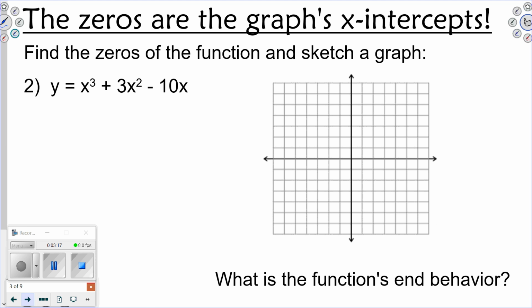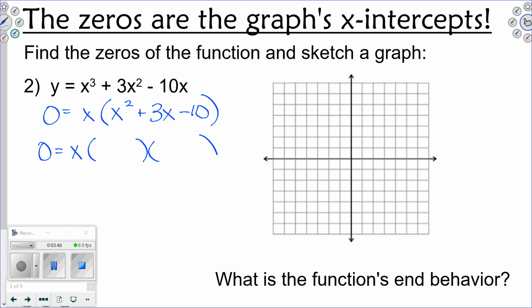So find the zeros and then sketch a graph. So don't graph that in your calculator yet. Okay? Some of you look terrified right now. It's all right, we got this. All right, so let's solve it first. So instead of y, we're going to put in a 0. And then I'll go ahead and pull out that x as my GCF. So x squared plus 3x, oops, minus 10. Then we'll go ahead and factor that further.